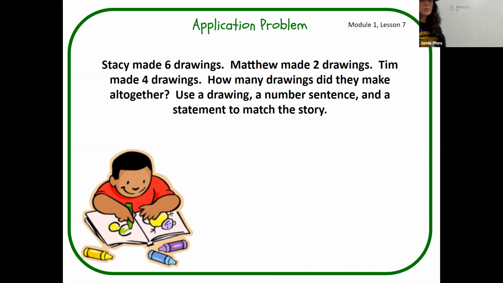All right, let's look for more clues. Matthew made 2 drawings. Is there a clue there? Matthew. So I'm going to label this one M and draw 1, 2. This is S. This one's for Matthew. Okay, keep reading. Tim made 4 drawings. Is there a clue in that one? Yep, Tim made 4. So I'm going to label T for Tim. I'm going to draw 4. 1, 2, 3, 4. How many drawings did they make all together? Now that's the question we have to answer. So that is a big clue.